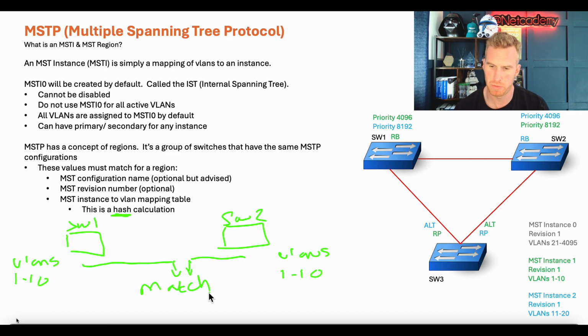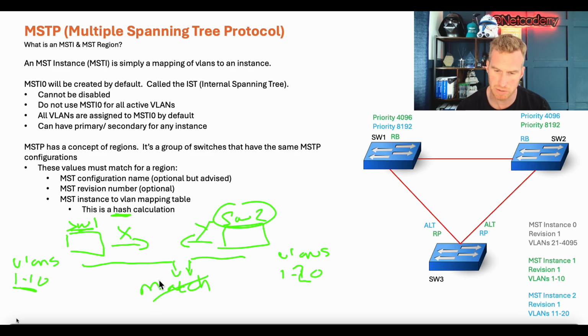If, for example, switch W2 had VLANs 1 to 20 and SW1 still had VLANs 1 to 10, switch W2 would send out a hash calculation, and I'm going to keep it simple, of Y, but switch W1 would send out a hash calculation of X. Obviously, they're not going to match, and from that, they are not going to be in the same region.